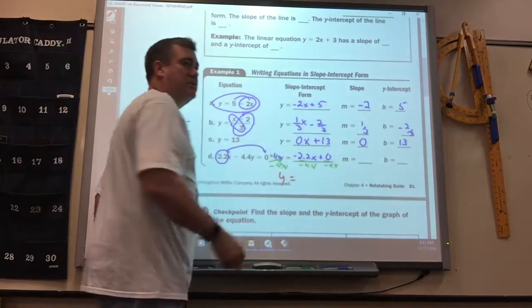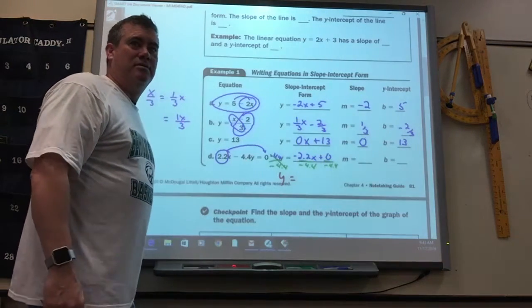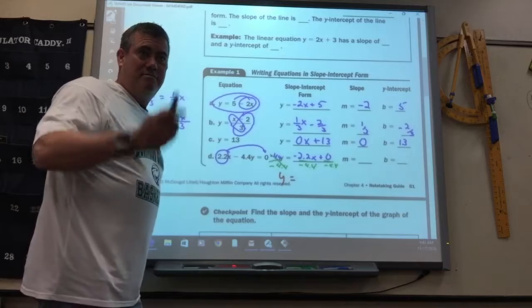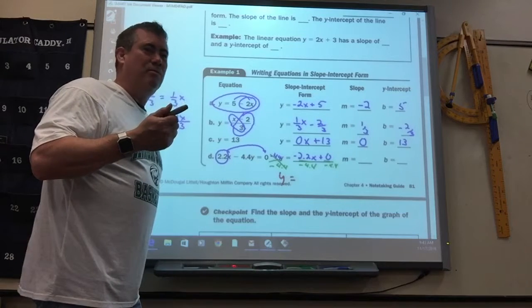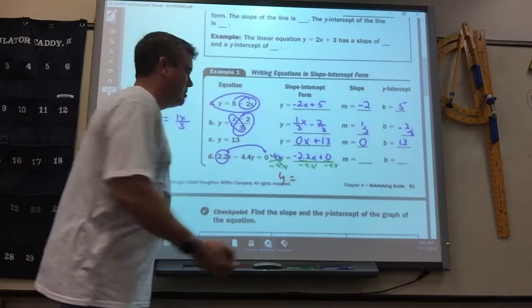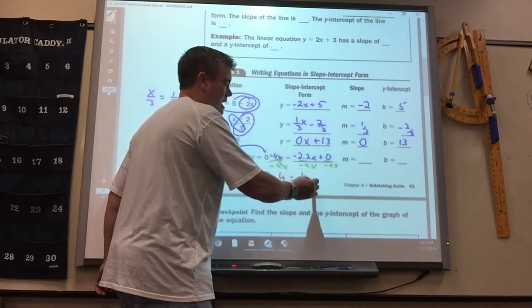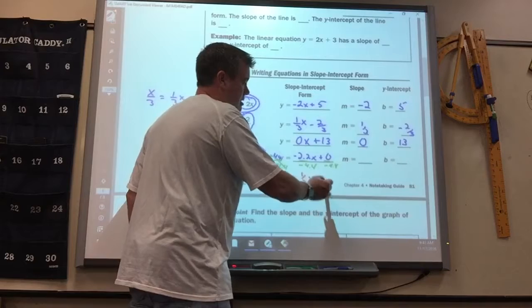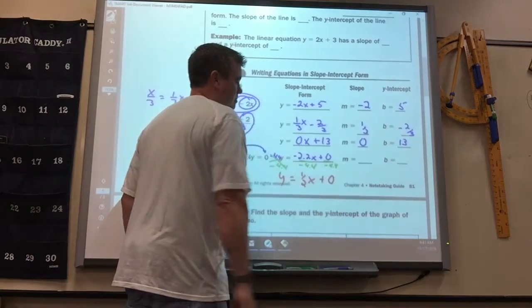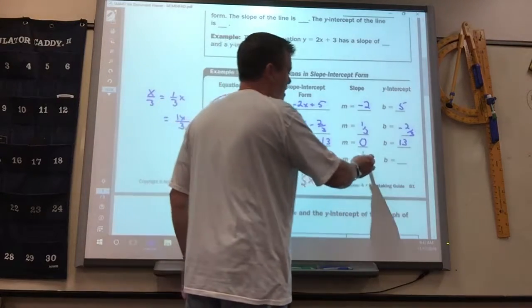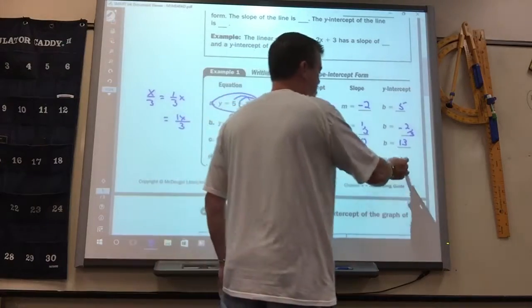If it was flipped around, it'd be 2. What? 1/2? Yeah, this is half of that, so it's 1/2 x plus 0 divided by anything is 0. So the slope is 1/2, the intercept is 0.